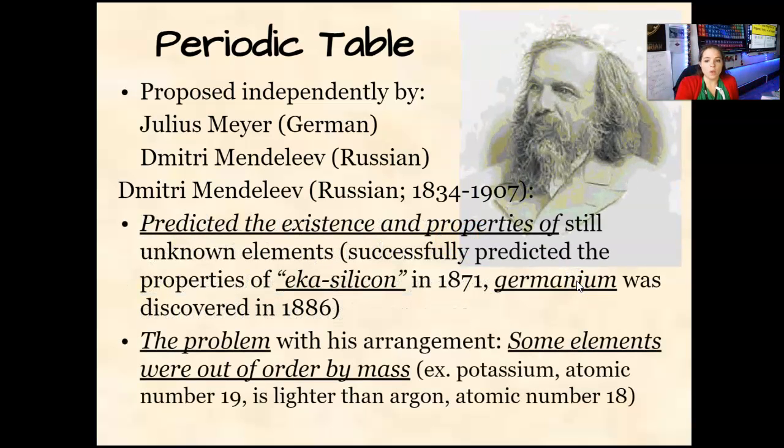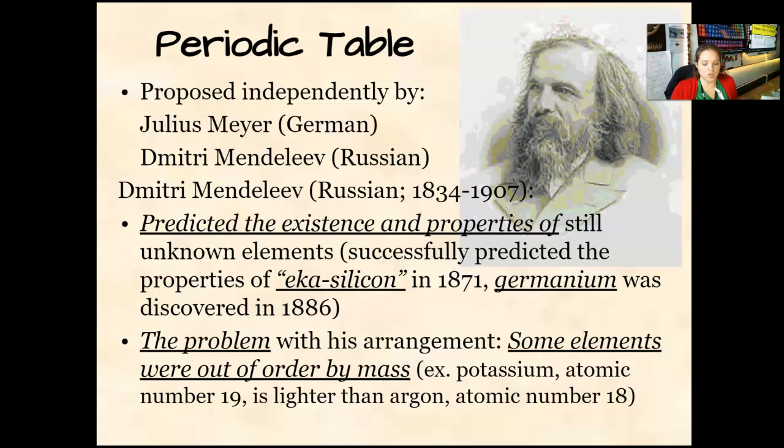So he predicted the existence and properties of still unknown elements, and he successfully predicted some properties of something called eka-silicon, which in 1871 was predicted, and was found to be germanium, discovered in 1886. So 15 years later, they discovered that, which is kind of cool. The problem, though, with his arrangement is some of the elements were out of order by mass.